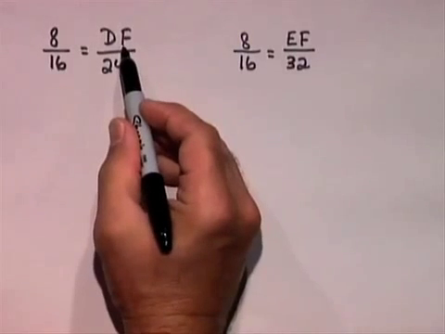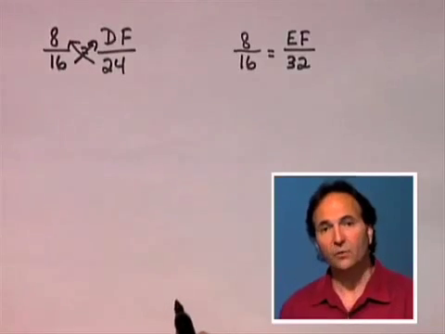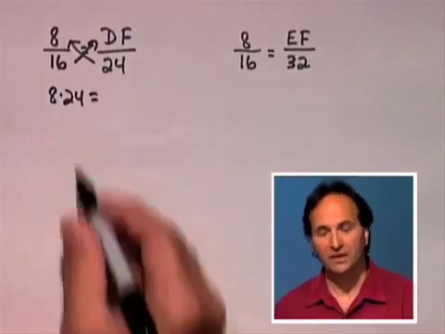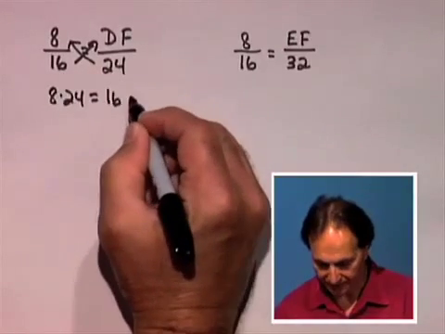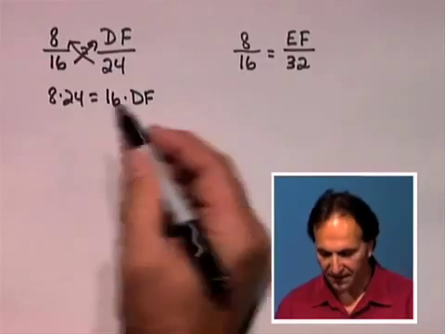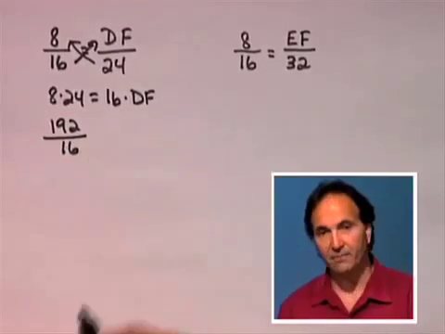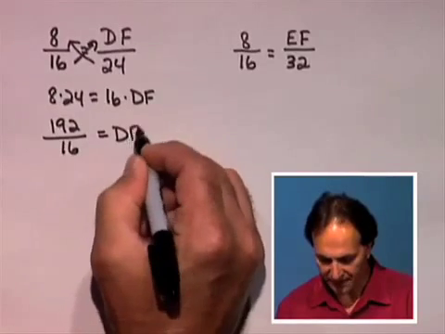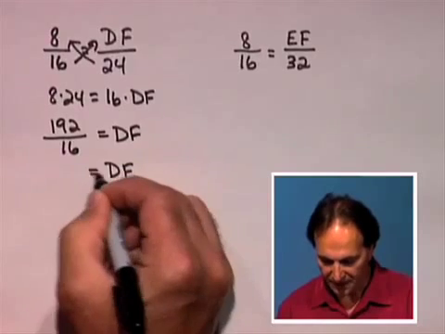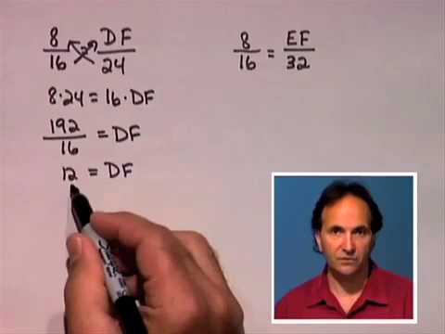So, to solve for DF, we want to cross multiply. So we have 8 times 24 is equal to 16 times DF. That means we divide both sides by the 16. This would be 192 in the top divided by 16 is equal to DF. And when we do that division, we find that DF is equal to 12. And that means the length of side DF is 12.